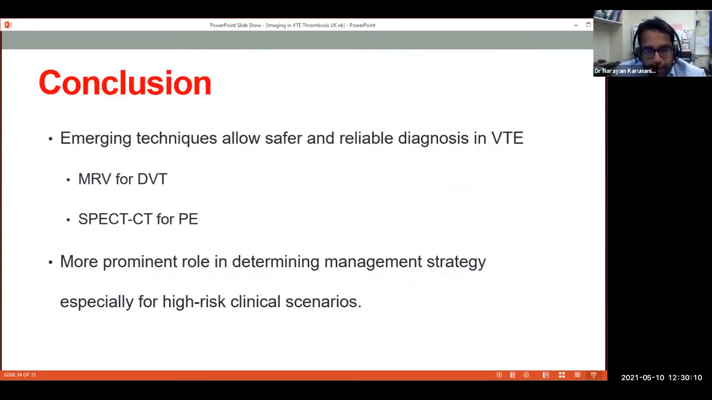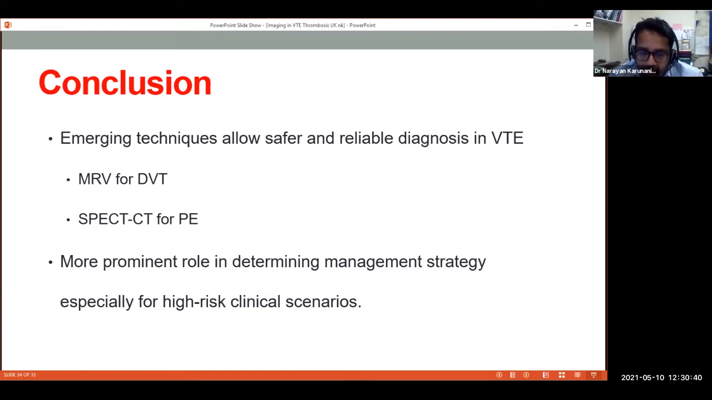So I'd like to draw to a conclusion then to say that emerging techniques, as I've described, have allowed for safer and more reliable diagnosis of VTE. In the case of deep vein thrombosis, MR venography has become more useful. However, it's not to replace compression ultrasound. Compression ultrasound done in the right hands still has a very good sensitivity and specificity for deep vein thrombosis.